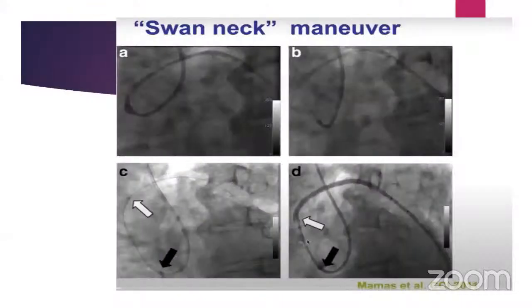Here we can see after deep engagement of the guide extension into the SVG graft, the guide has been deeply seated into the aortic cusp and against the aortic wall. This gave a very good support, and they have successfully done a PCI to this SVG graft.